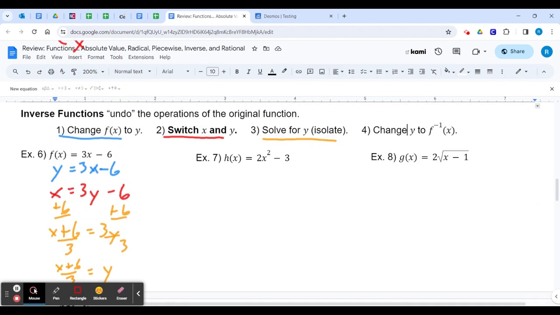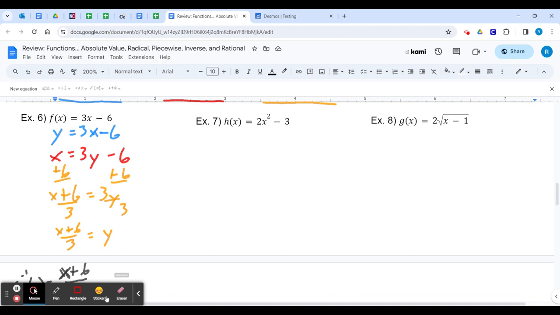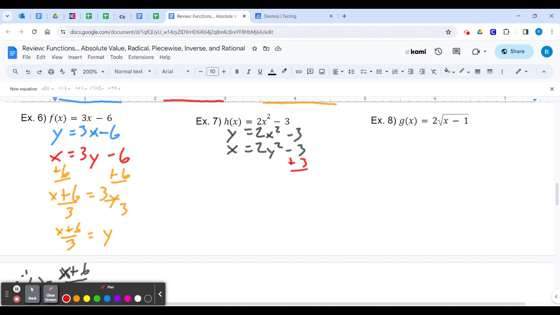So let's try that again with example 7. We got a little funkier thing to work with here. Started off the same way. Get rid of that y, 2x squared minus 3. Swap out the x and y. So x is equal to 2y squared minus 3. Then I'm going to start moving stuff over. So plus 3 on both sides, trying to get that y alone. X plus 3 equals 2y squared.